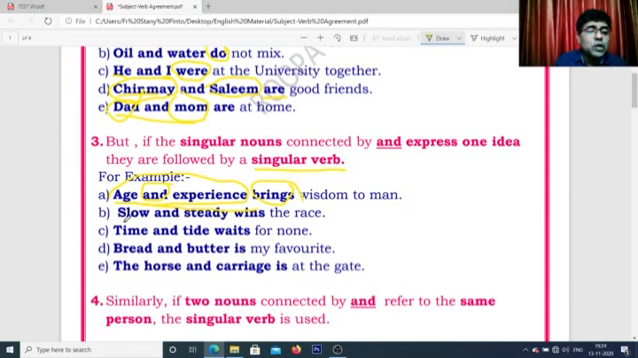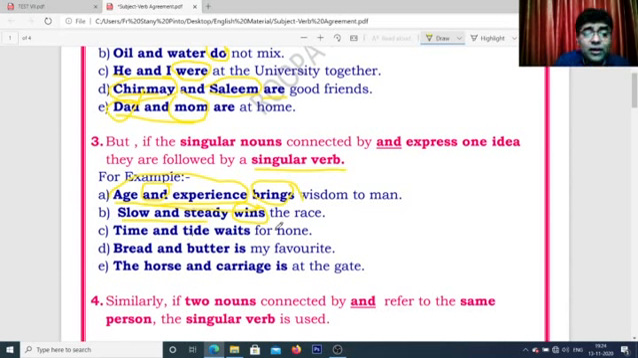Take another example. Slow and steady wins the race. According to rule number 2, this should have been slow and steady win the race, because here there are two subjects. But though there are two nouns, slow and steady wins the race. The idea is only one, meaning to say one who runs slow can run a farther distance, and then he can win the race. Especially the long runners do that.